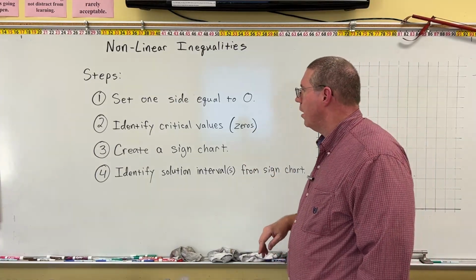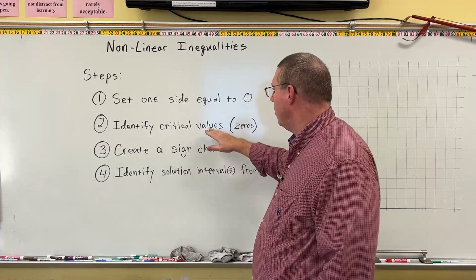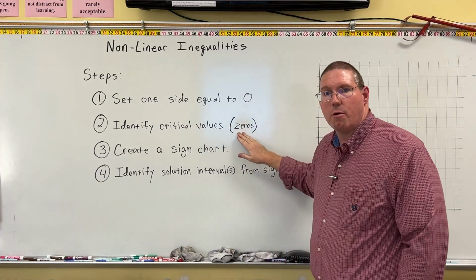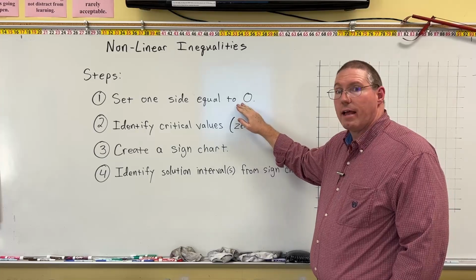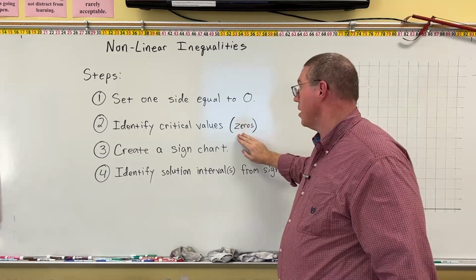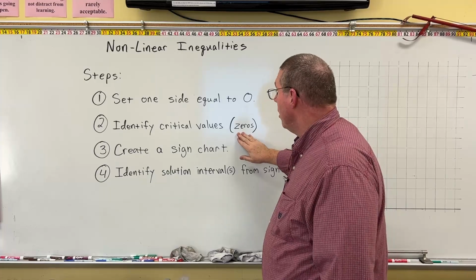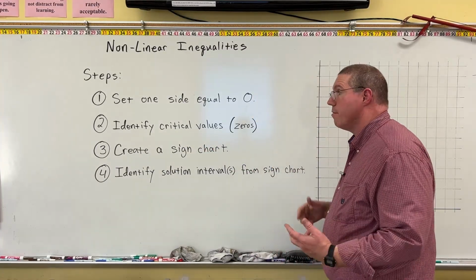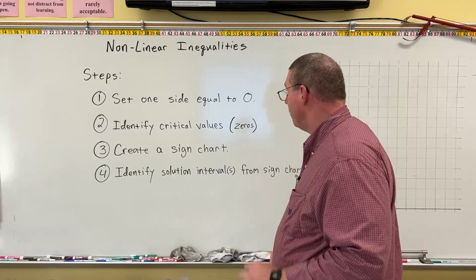Then we want to identify what are called critical values. Now for quadratics, those are simply the zeros of the quadratic. It's already set equal to 0, so we just need the solutions like we did in lesson 3, and those solutions are what are called critical values of the quadratic, okay? And since it's a quadratic, there can be up to 2 of them, okay?